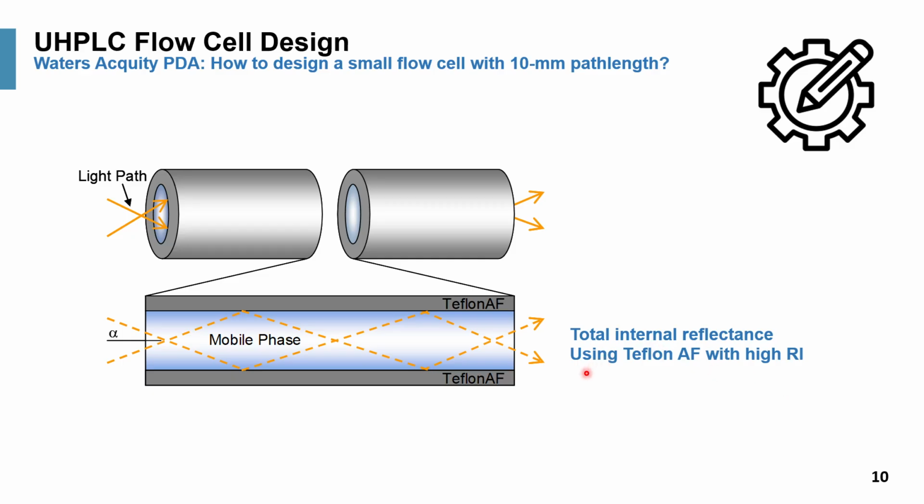The reason they do that is that they can use a very small diameter flow cell path with total internal reflectance to make sure that there's no reduction of light when the small beam is passing through the flow cell. So with that, they can achieve noise which is quite comparable to a larger flow cell.